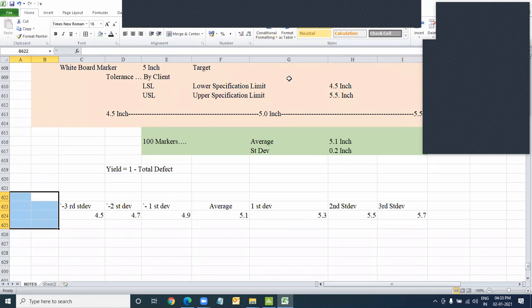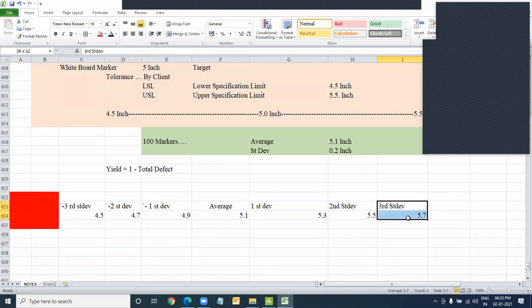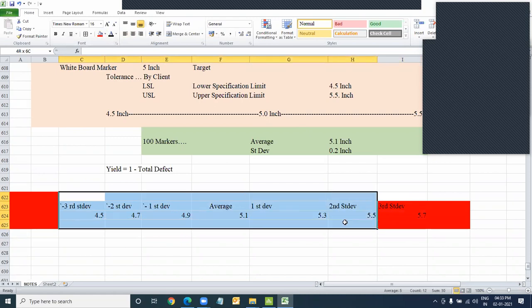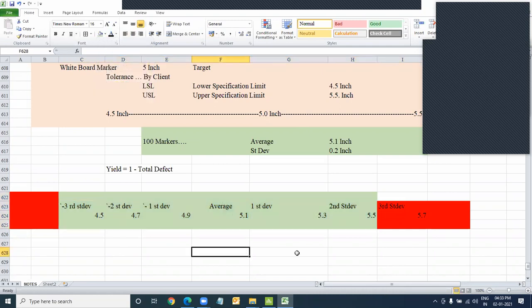So this is all defect. Similarly, anything more than 5.5 is all defect. So the only quality we are left with is this area. That's what is the yield of my process. That's the quality of my process. I want to find out how much is that.